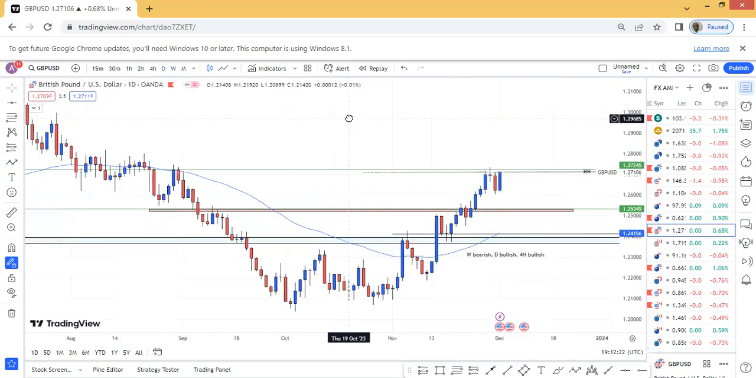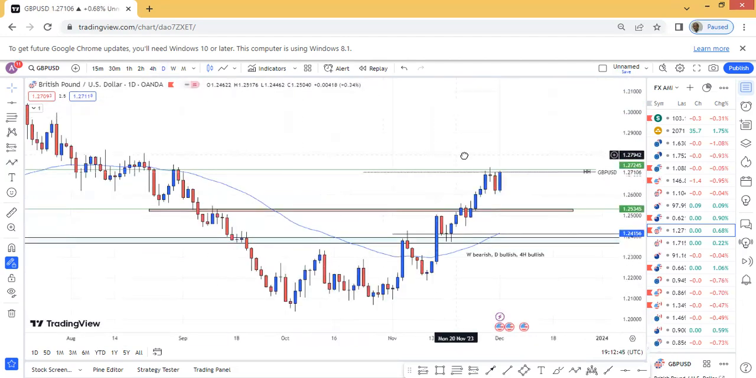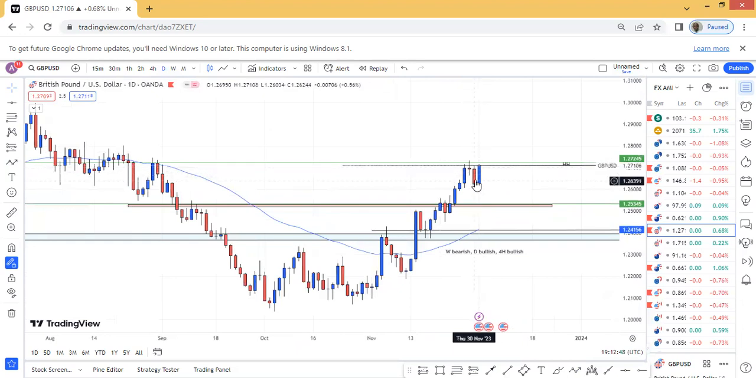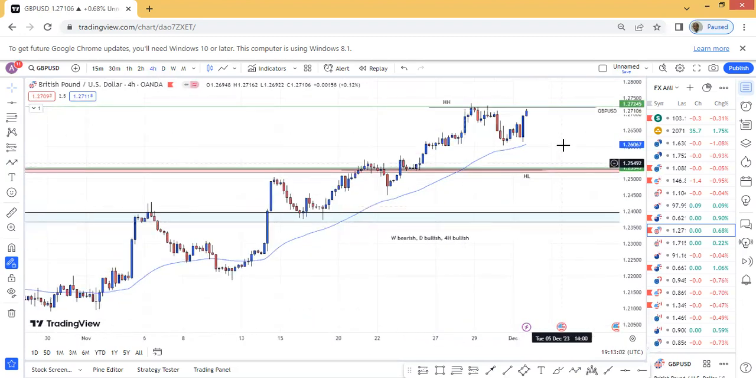When you look at the daily chart, you see that an evening star was formed. Although after that, on Friday, price pushed up, an evening star was formed. On the 4 hours and on the daily, we are still bullish. We formed a new high. And this makes this market a little dicey.